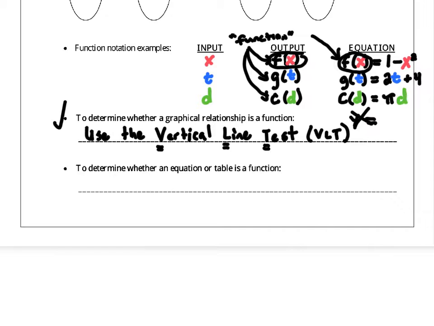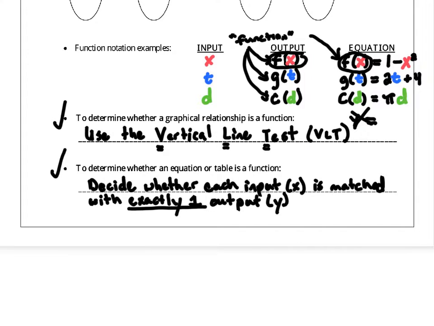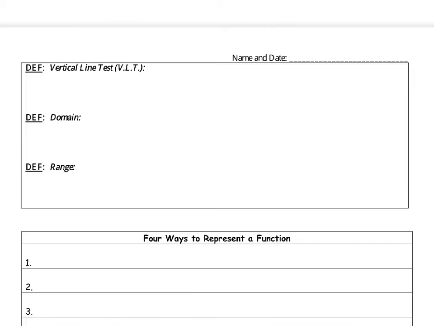If you're asked to determine whether a relationship is a function and you have an equation or a table and not its graph, then the best way to do that is to decide whether each input is matched with exactly one output. That is basically the definition of a function. So clearly, it's a little more difficult to determine whether an equation or a table is a function. You have to use a lot more thought than if you have a graph. So we'll provide some practice in the upcoming examples to determine whether various relationships are functions.